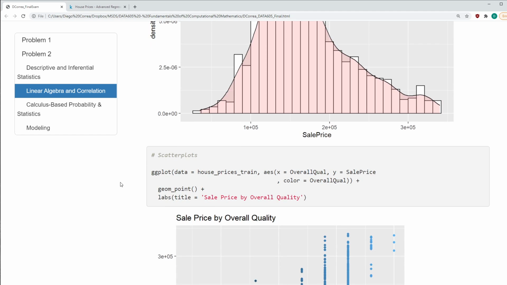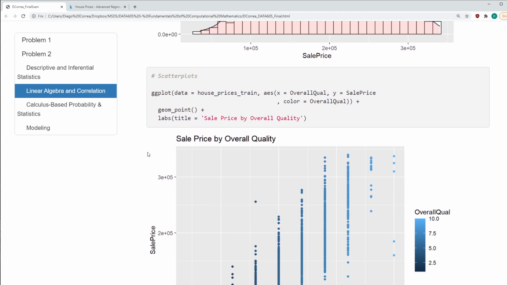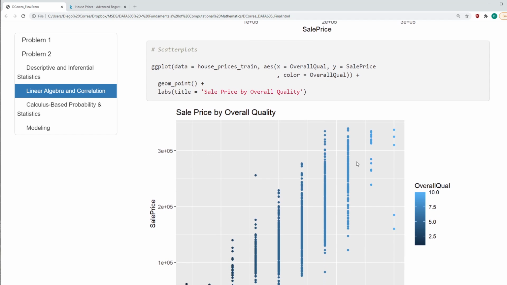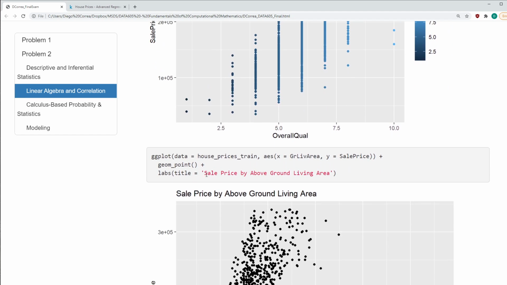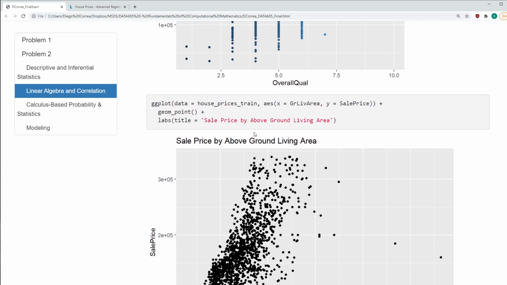So next, scatter plots. I take the independent variable overall quality and our dependent variable sale price, and I perform a scatter plot graph. Here you can see it's positively correlated. Next, I create a scatter plot of the above ground living area, which is our independent variable, and our dependent variable sale price. Again, it's positively correlated, and you see outliers of the above ground living area.